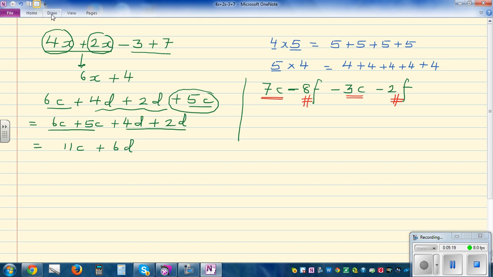So I'm going to rewrite this. So this you should understand, this goes together. Students read like this, 7c, and if there is a plus, you write plus 2f. No, these two go together. So you write like this. So this is 7c, take away, sorry, I made a mistake here.